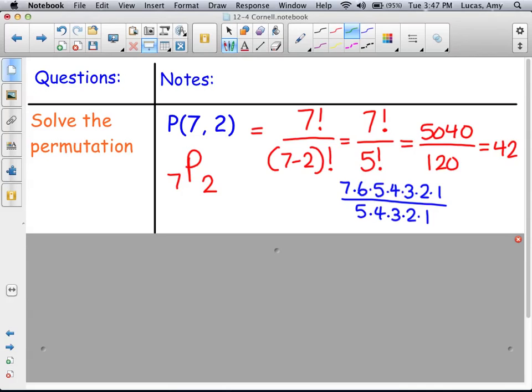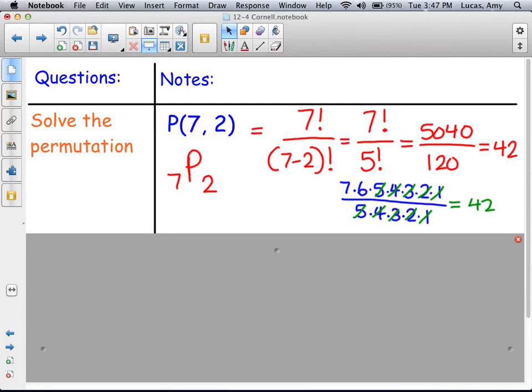We know how to reduce. If you see the same number in the numerator and the denominator, they cancel each other out. Common factors. So look what happens. 5 factorial cancels out all of the 7 factorial except for 7 times 6, which is 42. So without a calculator, you should be able to figure out that factorial by using a little bit of cancellation, reducing your fraction first.